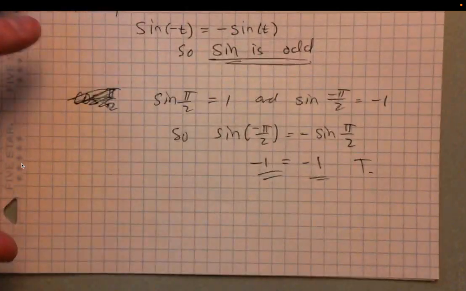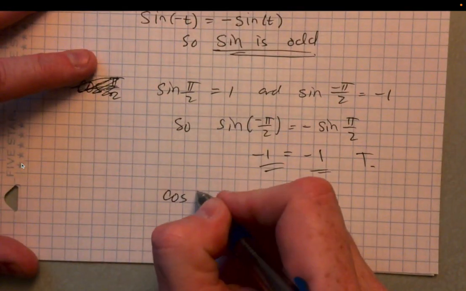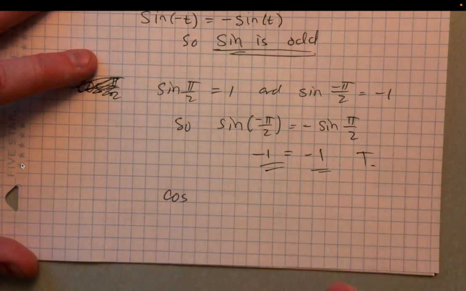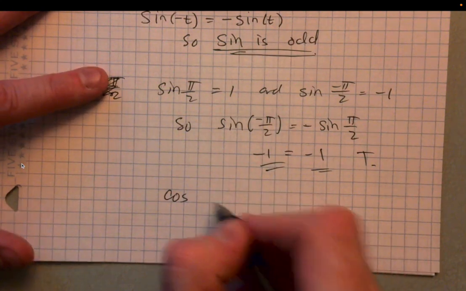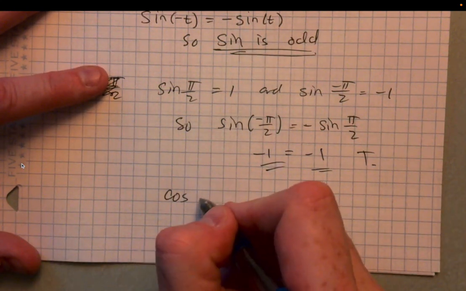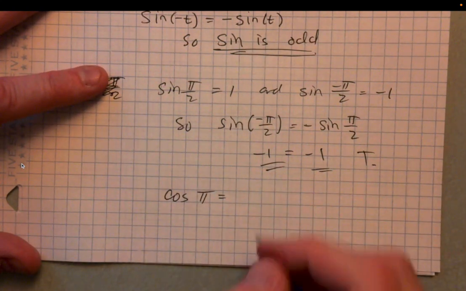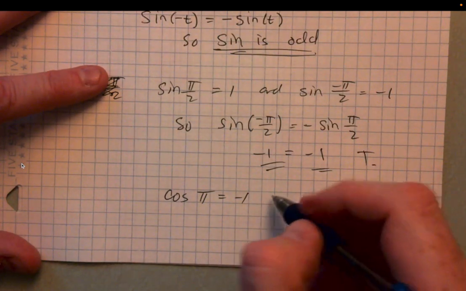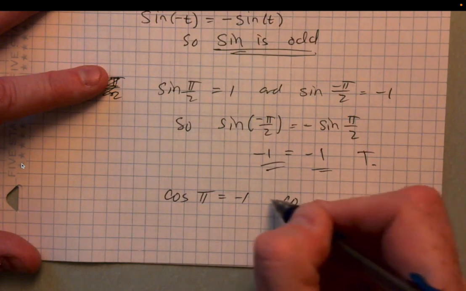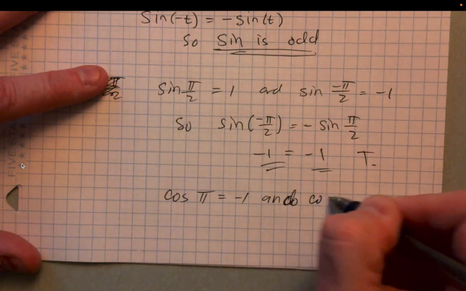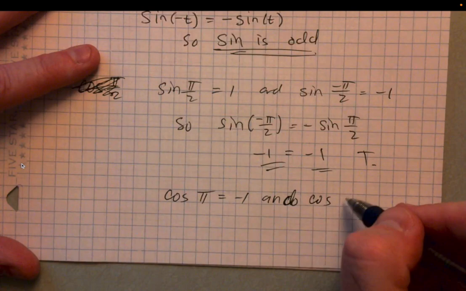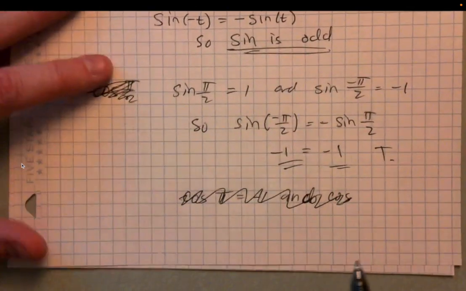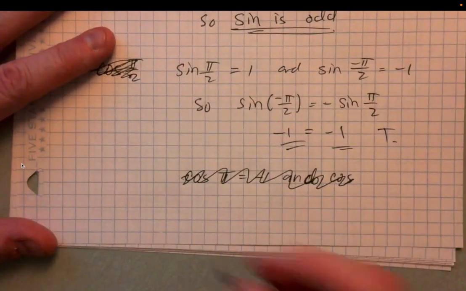Right, you can do the same thing for cosine, except let's do cosine of, let's say, 180 degrees. So cosine of pi is equal to negative 1. Okay, and cosine of, well, that's not a good example either. We'll skip that example. Well, no, we can do it. Let's say cosine of pi over 4.